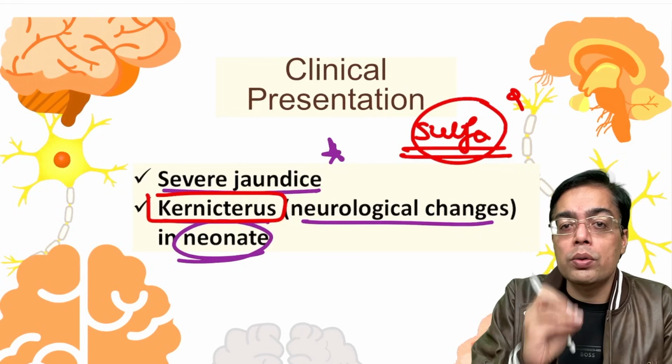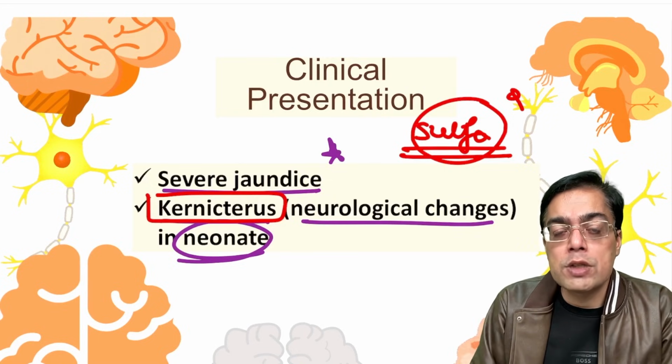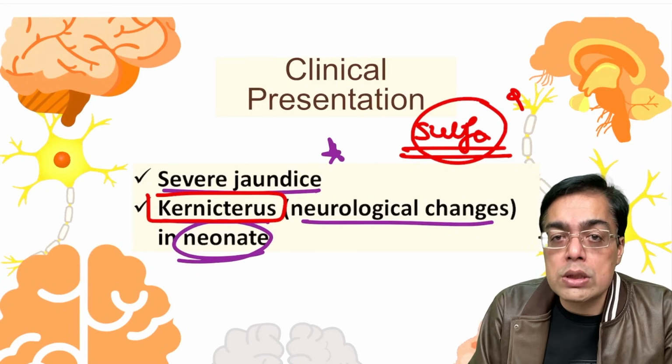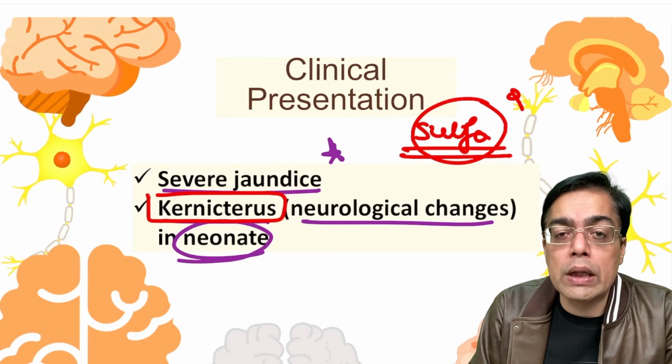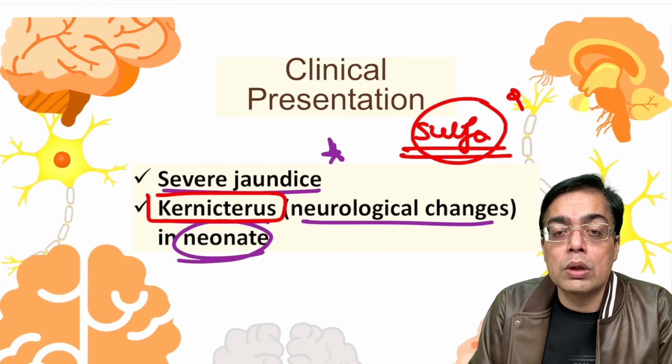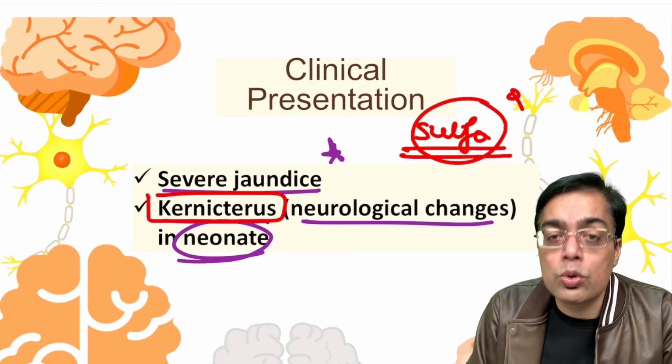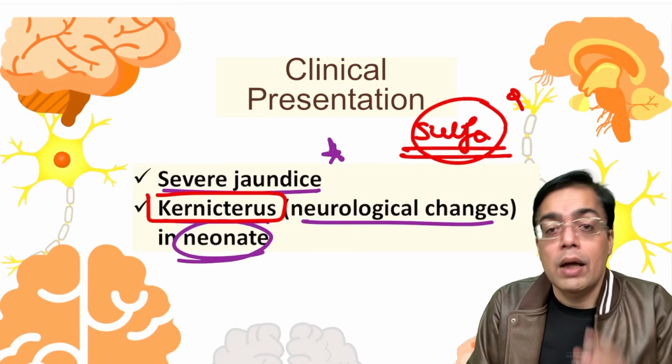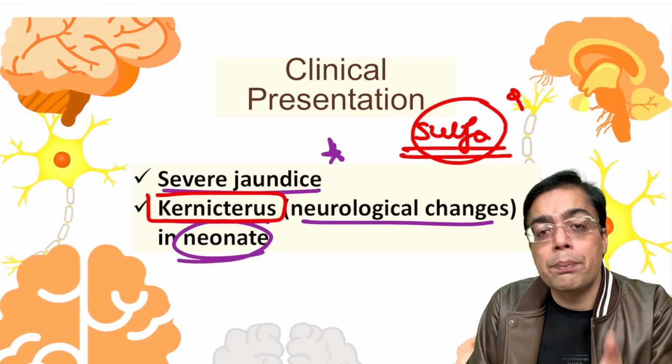Sulfur drugs are going to displace the bilirubin, and therefore this bilirubin is easily able to cross the blood-brain barrier. What type of bilirubin am I talking about? I'm talking about the lipid-soluble bilirubin, the unconjugated bilirubin, which is going to be displaced by the sulfur drugs, and that can cause deposition in the basal ganglia.